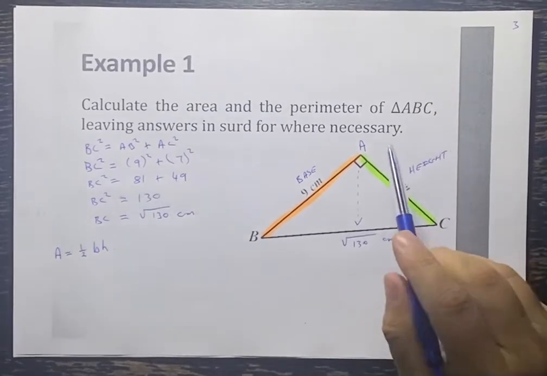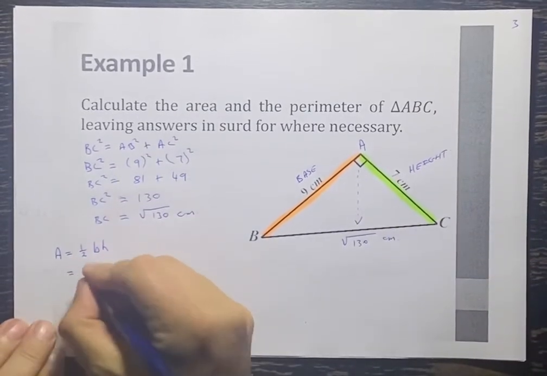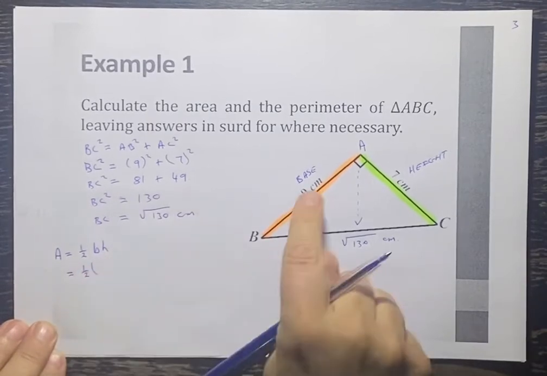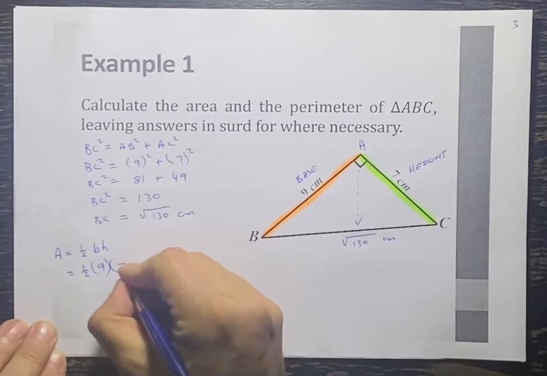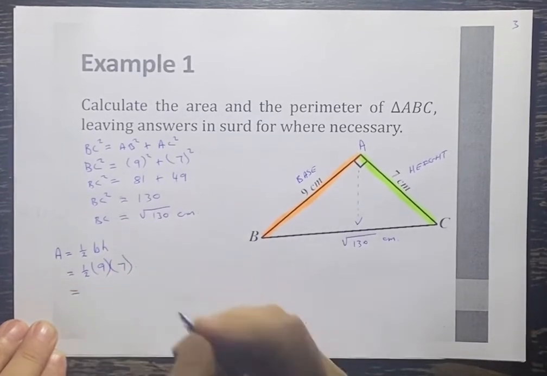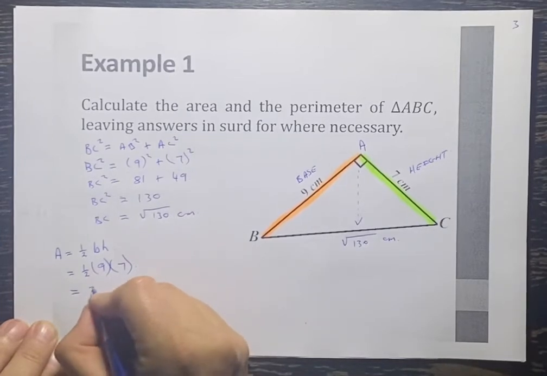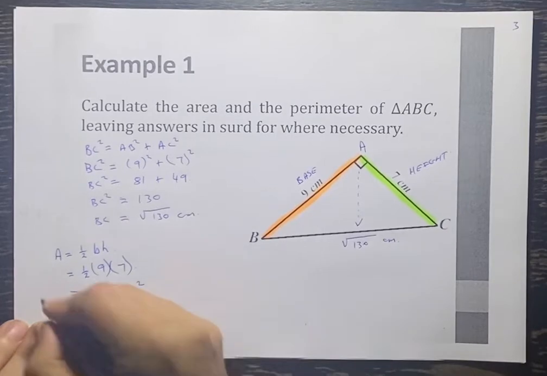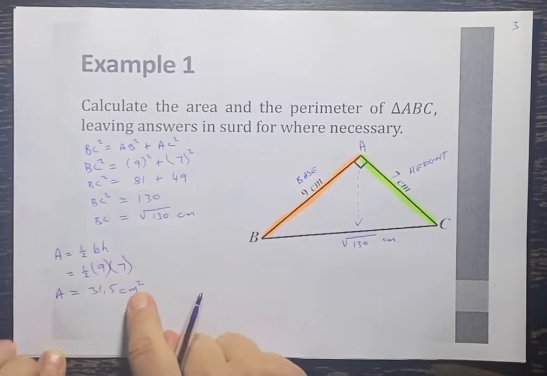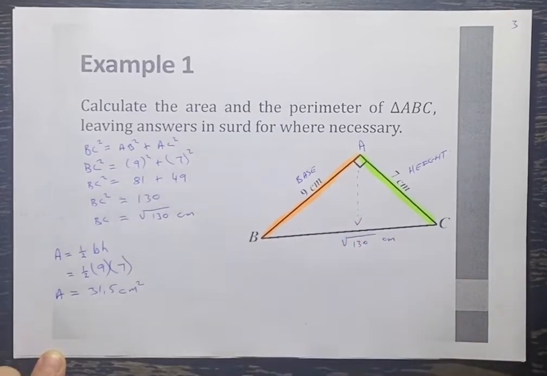Okay, the main thing here is that they are perpendicular. I can substitute this into the formula now. So we get a half, base is 9, times the height, which is 7. And what does this give us? This gives us 31.5 centimeters squared. Now also remember, guys, your units. Okay, so area is squared for whatever the units are.